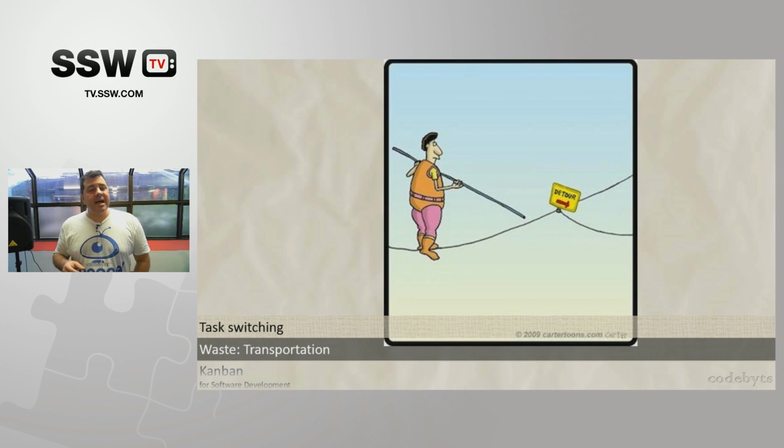The next waste that manufacturing talks about is transportation. For us, it is actually task switching, and we know how deadly task switching can be. And with that, I actually want to demonstrate this to you in a little game.